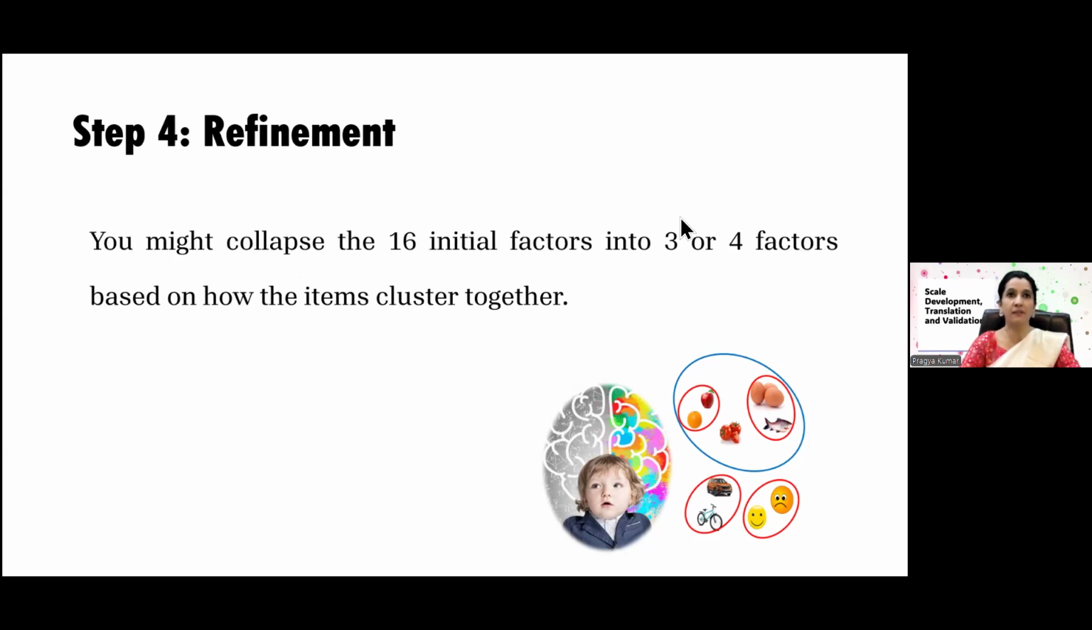And then it does the refinement. At the last, it gives you the final structure. Those initial 16 items are grouped into 3 or 4 factors based on how these items cluster together. Have you understood up till this point?